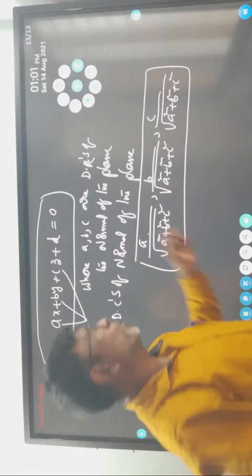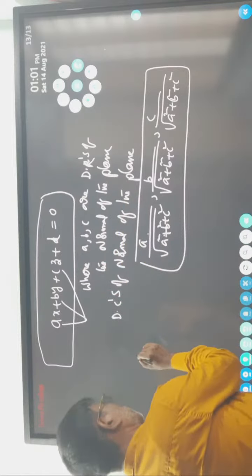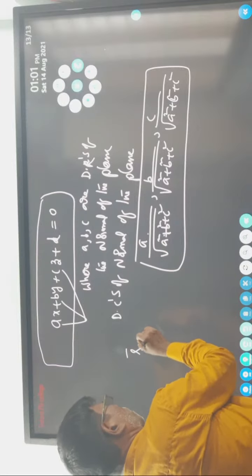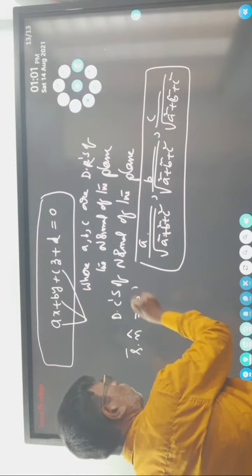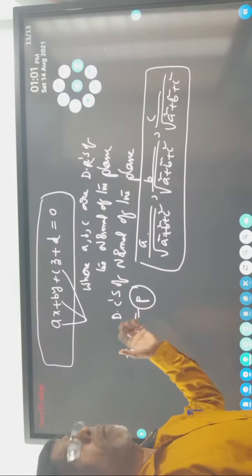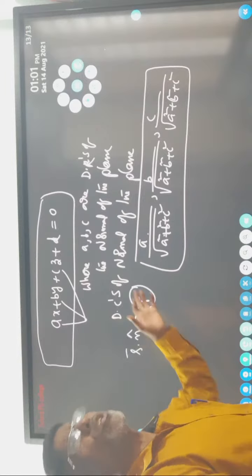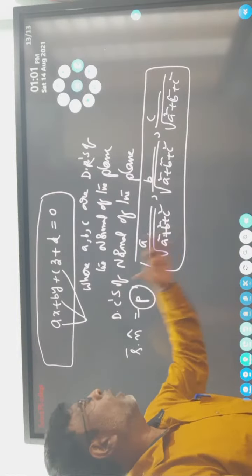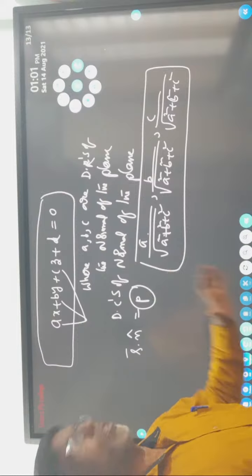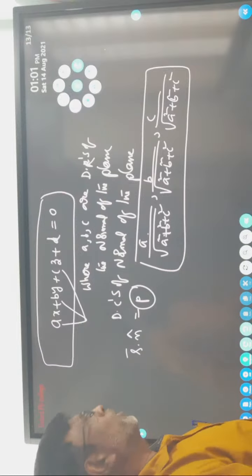Remember that. So what is the normal form once again? It is r dot n cap equals p. This terminology is most important. p is the perpendicular distance from the origin to the plane. Here n cap is a unit vector perpendicular to the plane. This is a very important concept.